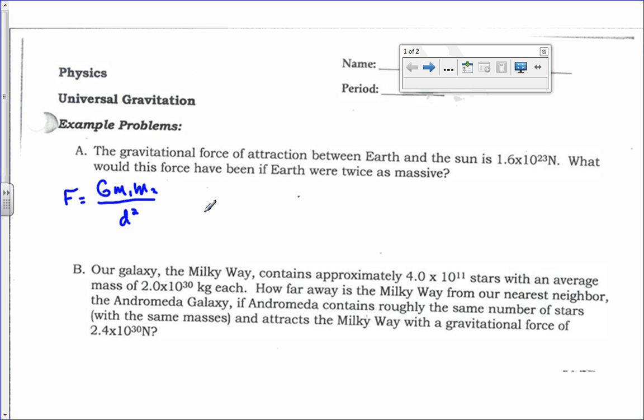1.6 times 10 to the 23rd, that's more. 6.02 times 10 to the 23rd?